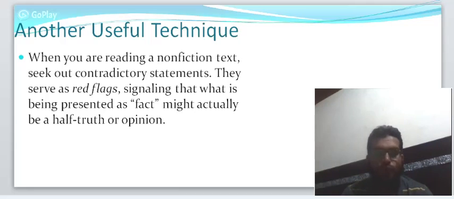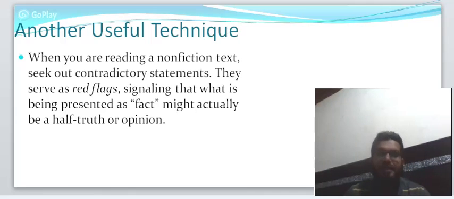So when you are dealing with non-fiction, for instance you are reading books on medicine, seek out contradictory statements. Try to look for those statements which somehow oppose the writer's earlier statement. Now if you locate these contradictory statements, they serve as red flags. They alert you, signaling that what is being presented as fact might actually be a half truth or opinion.